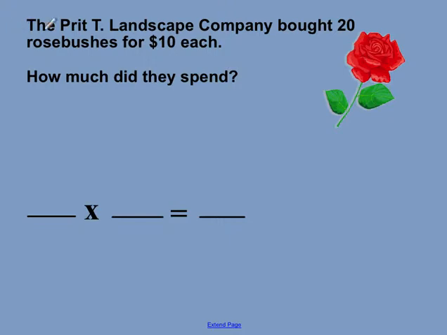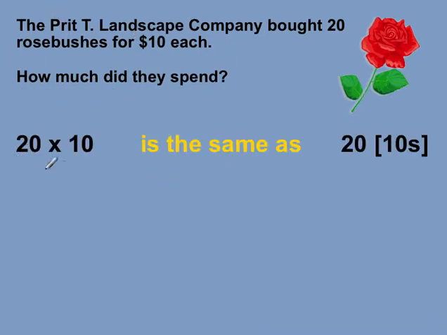I have a question for you. The Pretty Landscape Company bought 20 rose bushes for $10 each. How much did they spend? So we are looking for how much money they spent when they bought these 20 rose bushes that cost $10 each. I can write my multiplication number model by saying 20 rose bushes times $10 each is equal to something that I don't know yet. You can also think of that 20 times 10 as being the same as 20 groups of 10.